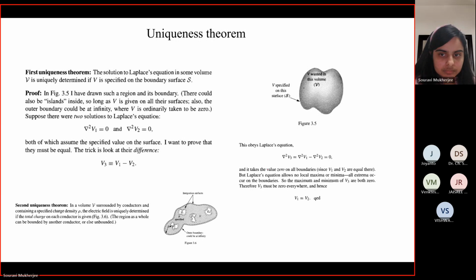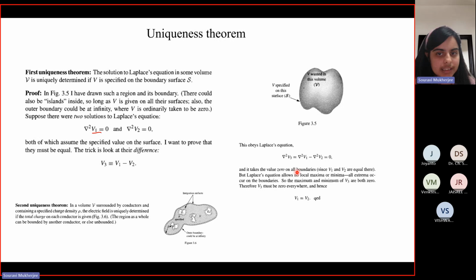But what it is telling us is that the potential on the surface is specified. So V1 at the surface is equal to V, which is specified, and V2 at the surface is also V, right? So V1 has a value of V on the surface, V2 also has a value of V on the surface. That means what will be the value of V3 on the surface? It will go to 0, right?